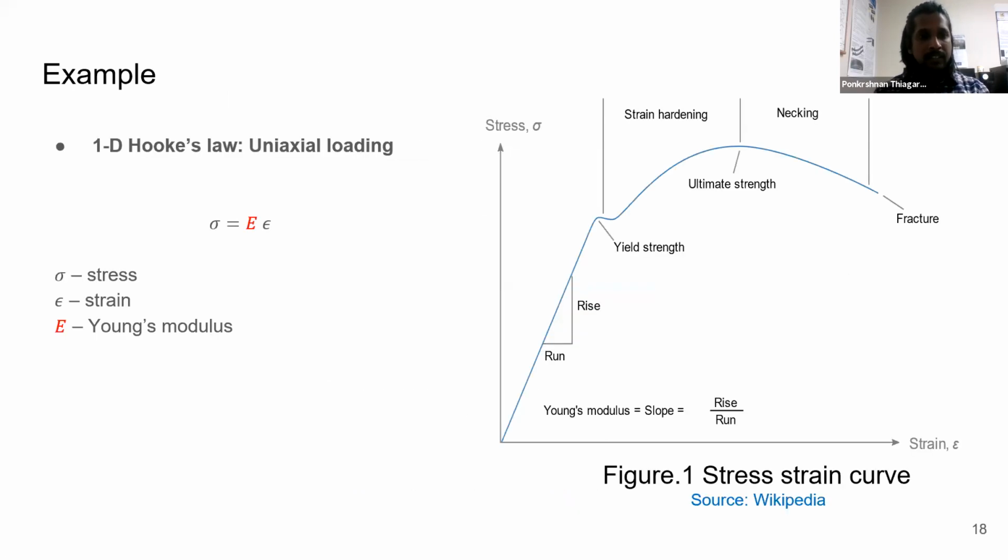For example, if we consider 1D Hooke's law, which connects stresses and strains through Young's modulus, the Young's modulus is a parameter that we have to calibrate a priori if we have to use Hooke's law. So this Young's modulus is calibrated using experiments in general.